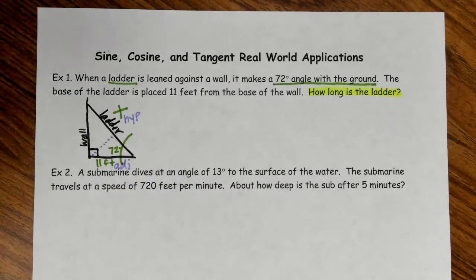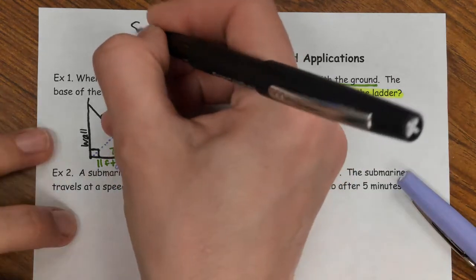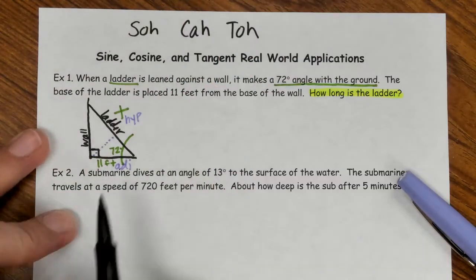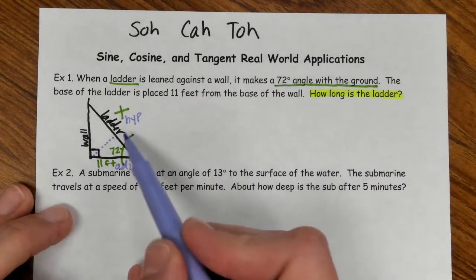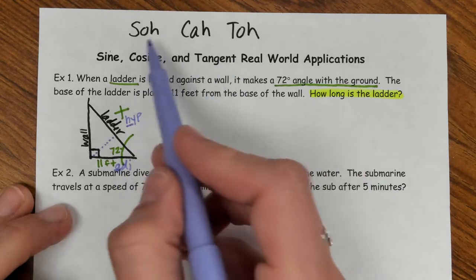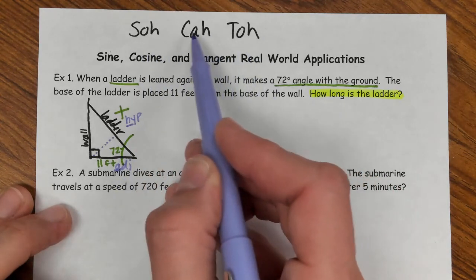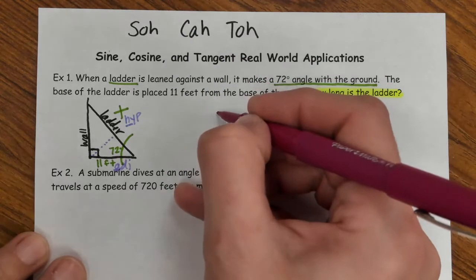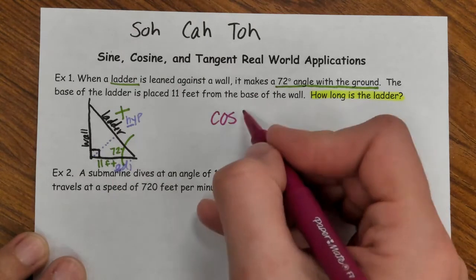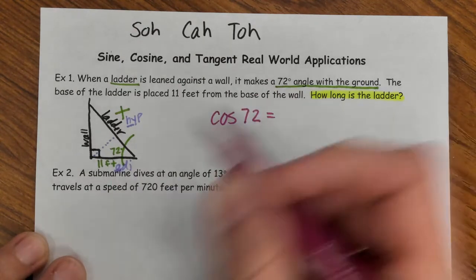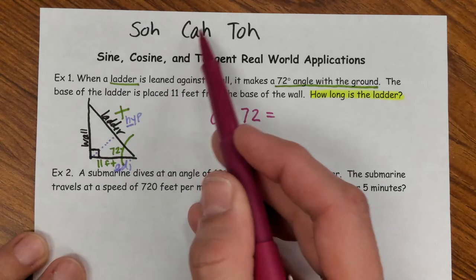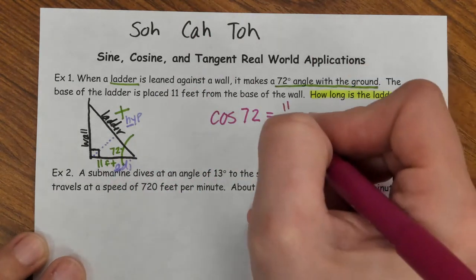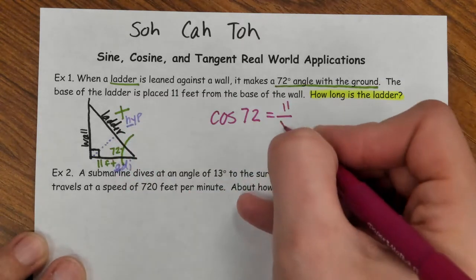So when we look at our SOHCAHTOA, remember our SOHCAHTOA, we have our hypotenuse, so we have our H, and we have our A. And we look up here and we see which one has the H and the A. We should know here, now we're using cosine. So we're going to do cosine of our reference angle of 72 degrees is equal to, cosine is going to be adjacent over hypotenuse, so adjacent 11 over our hypotenuse of x.